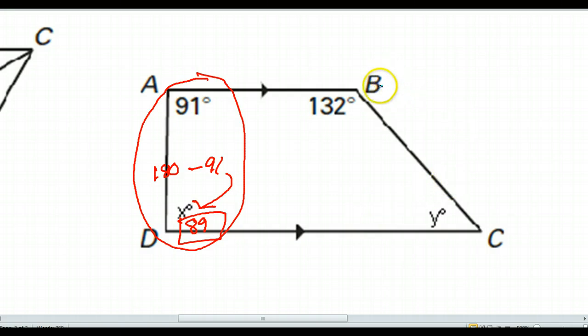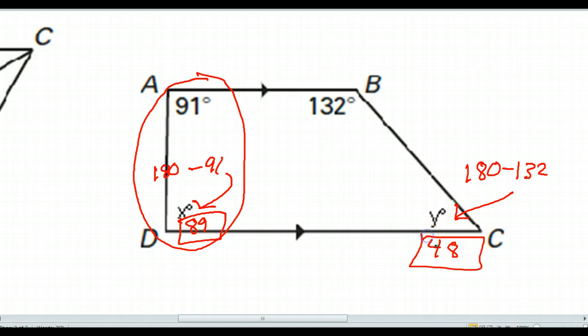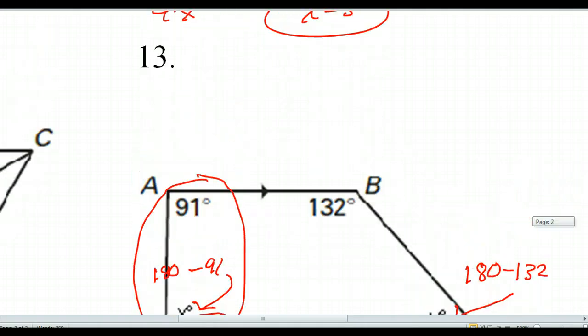Guess how I'm going to find y? The same exact way. 180 minus 132. Say it again. 48. You got it, brother. Do you guys understand? Any questions on 13?